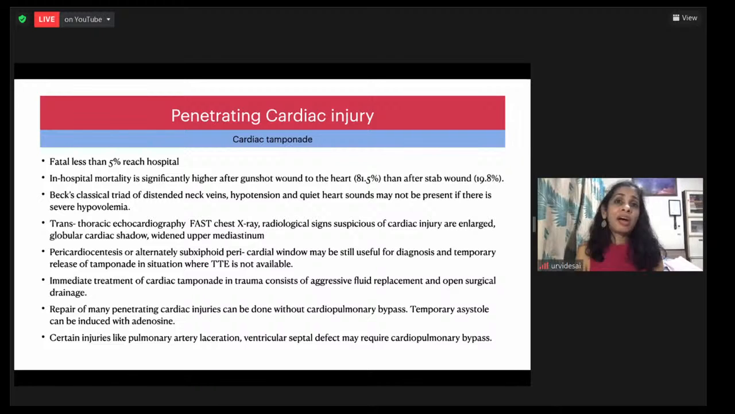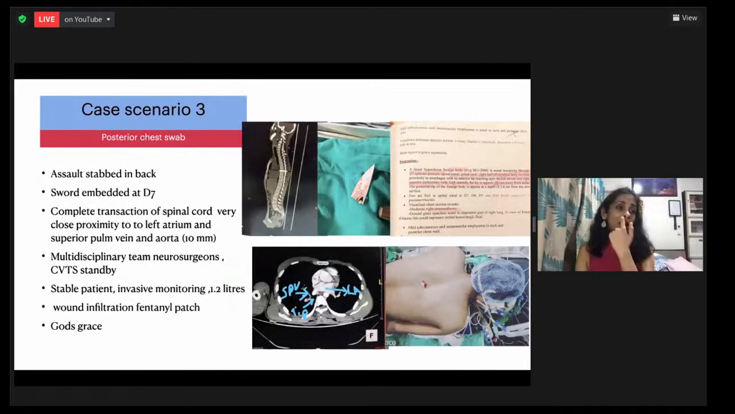As I mentioned in my case, we did not require CP bypass. So many times penetrating cardiac injuries can be done without CP bypass, but sometimes septal lacerations and pulmonary artery lacerations require cardiopulmonary bypass. A scenario which I wanted to discuss was a backstab. Again, mind you, this was a young patient. All our young patients come out very well. What happened to this patient?